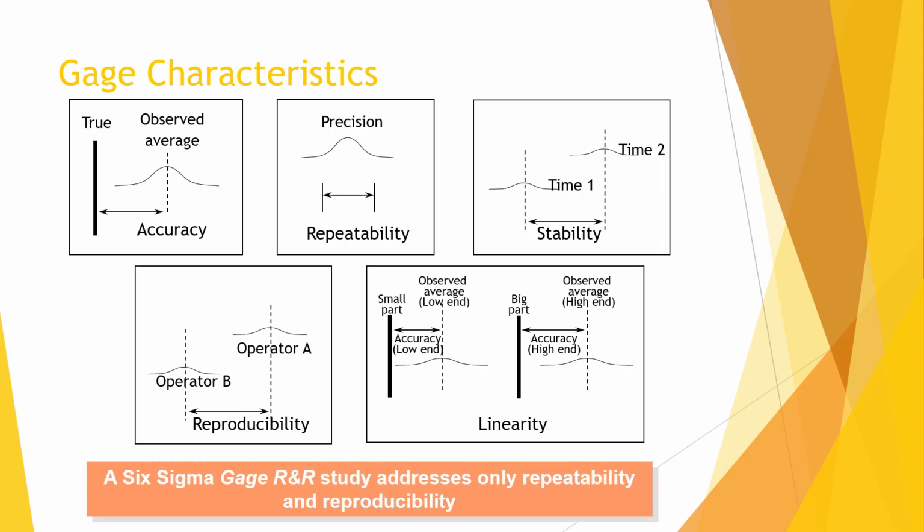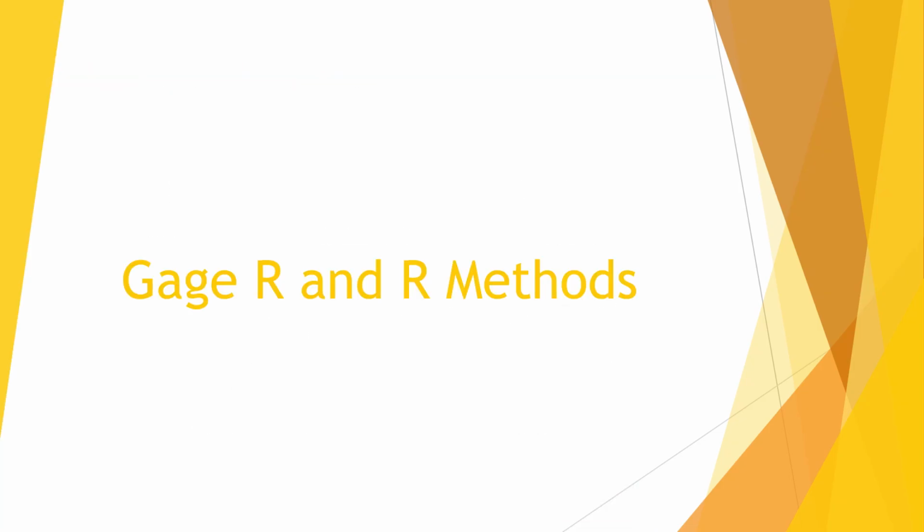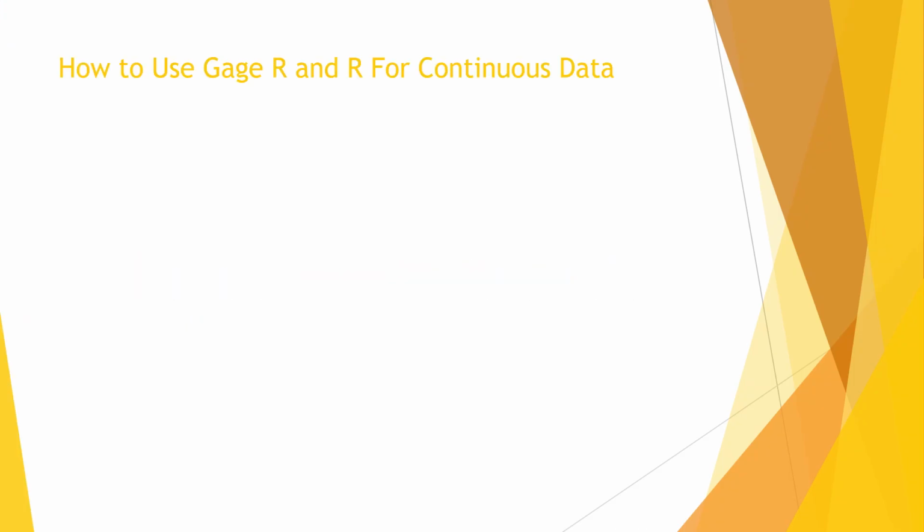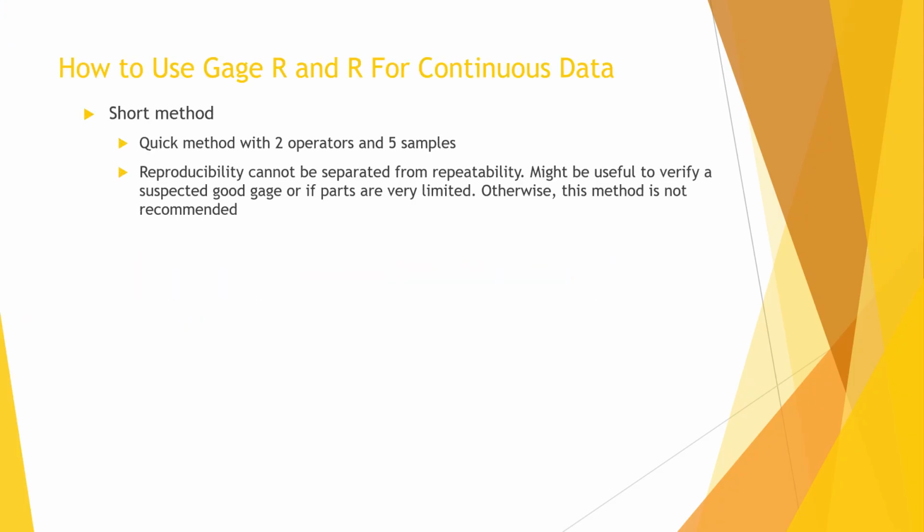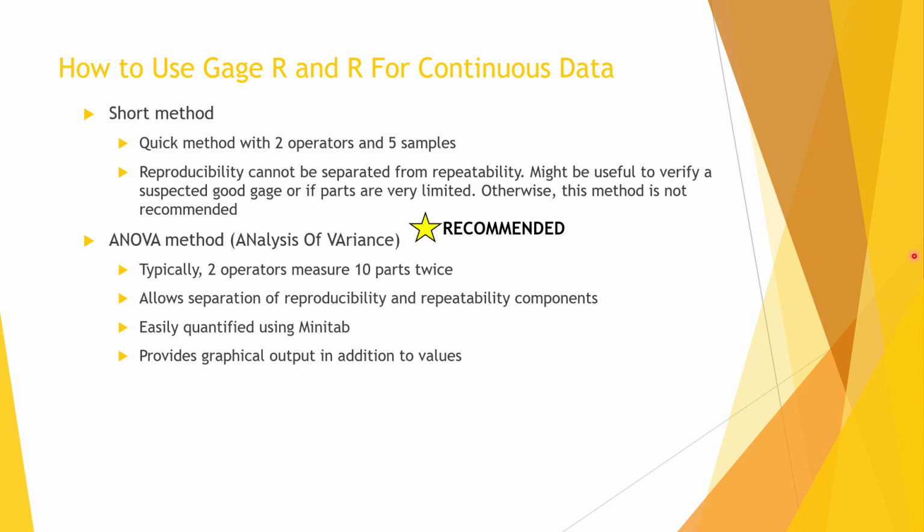A Six Sigma Gauge R&R study addresses only repeatability and reproducibility. Gauge R&R methods. How to use Gauge R&R for continuous data. You have a short method, quick method with 2 operators and 5 samples. Reproducibility cannot be separated from repeatability. It might be useful to verify a suspected good gauge or if the parts are very limited. Otherwise, this method is not recommended.